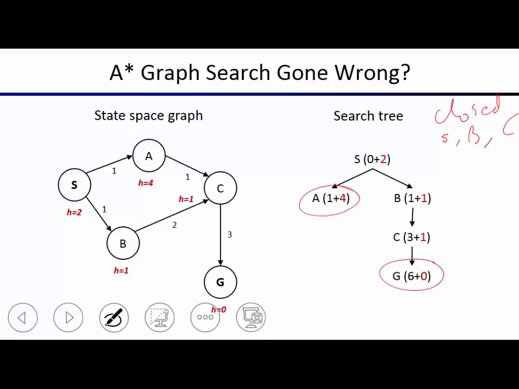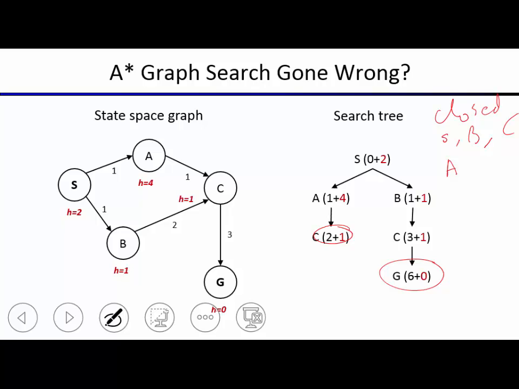We check our fringe, we see which is the cheapest according to the priority we use. That's SA, so we pull A from our fringe, we check, does it achieve the goal? The answer is no. Then we check, is it already in the closed set? The answer is no, so we expand. And now we add A to our closed set. Now we have in our fringe C and G. C is the cheapest. So the node SAC gets pulled from the fringe. We check.